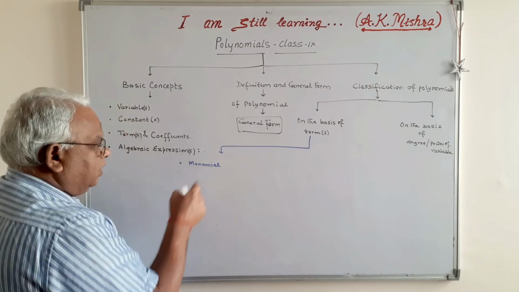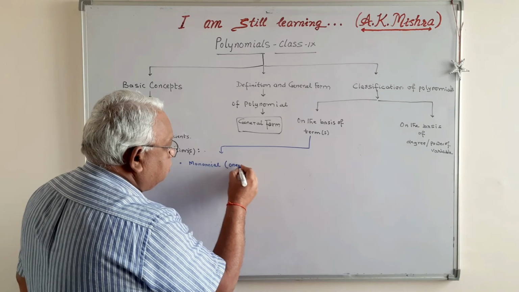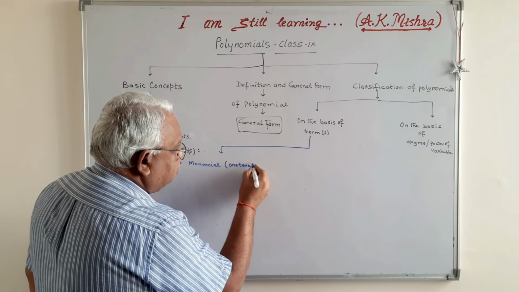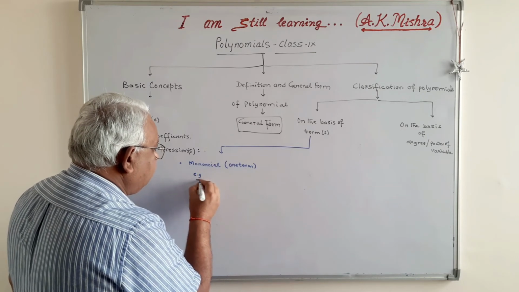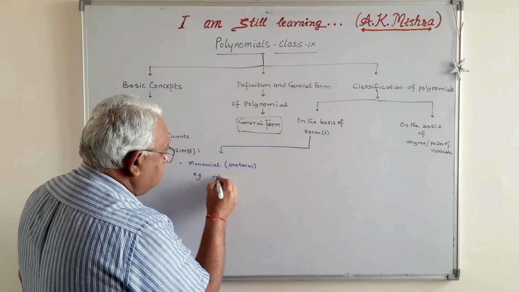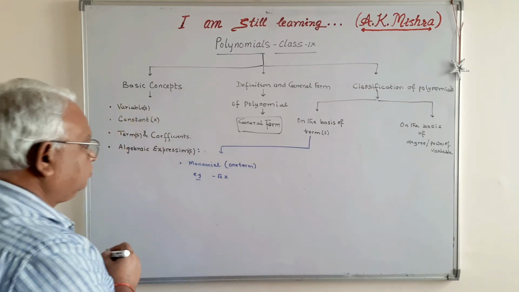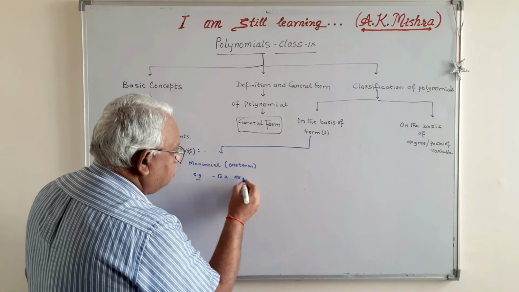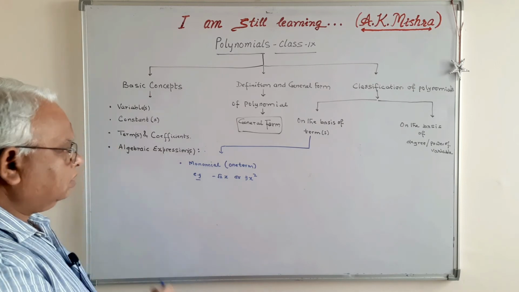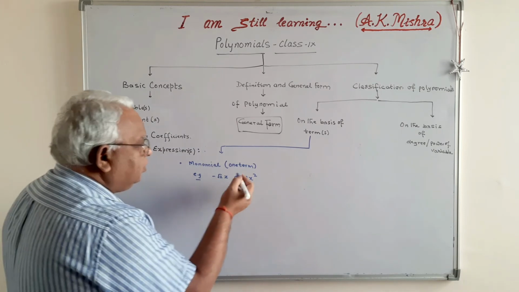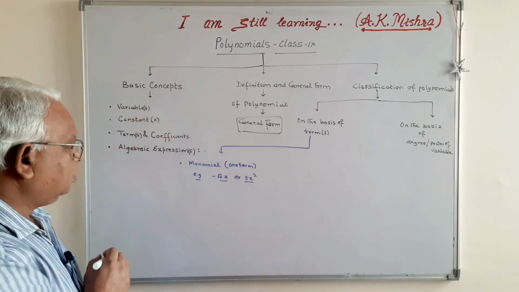Here only I am explaining the meaning. Monomial means one term, and I am giving you an example also. The example is minus root 2x or 3x square. These are monomials. Monomial means one term. So one term, right?